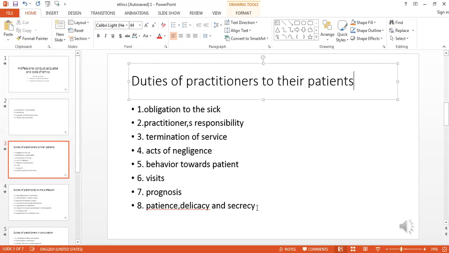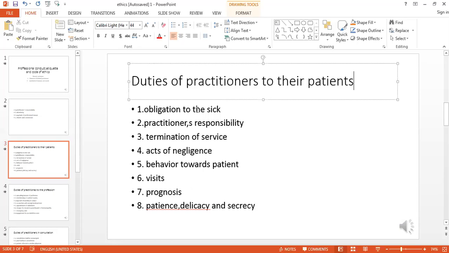So these are the duties of the practitioner to their patients. Whatever disease the patient has, it should not be revealed by the physician in front of others. So these are the duties of the practitioner.